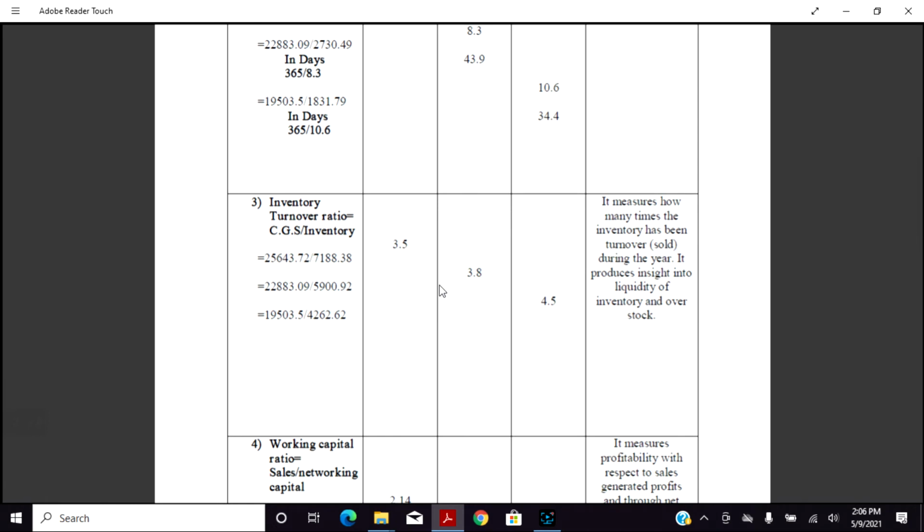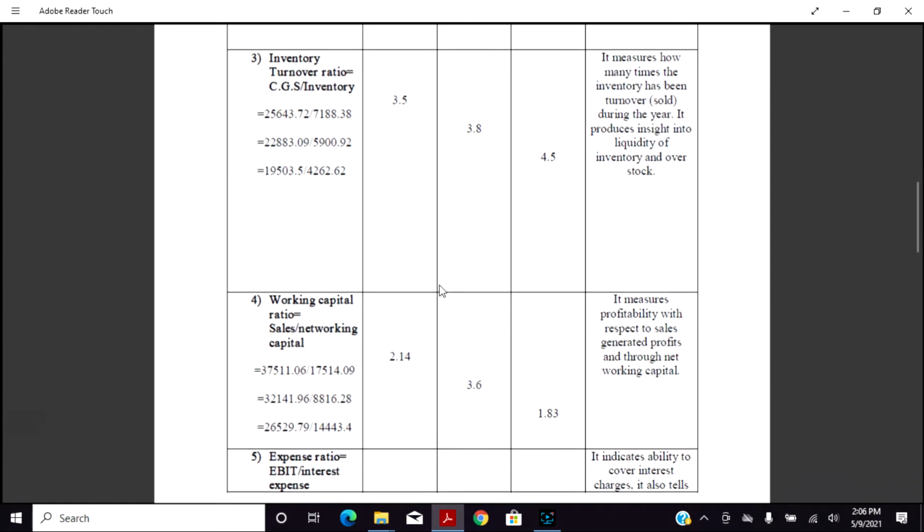Inventory turnover ratio, and it is equal to cost of goods sold divided by inventory. It measures how many times the inventory has been turned over or sold during this year. It produces insight into liquidity of inventory and overstock.